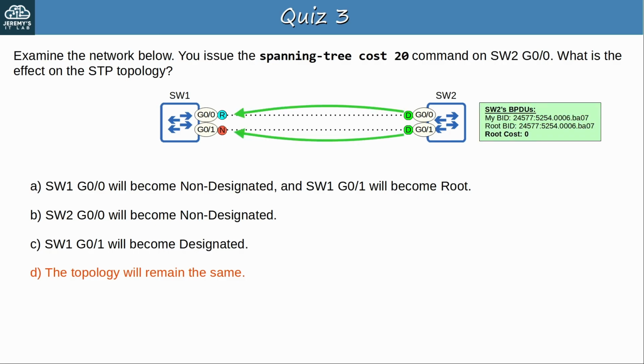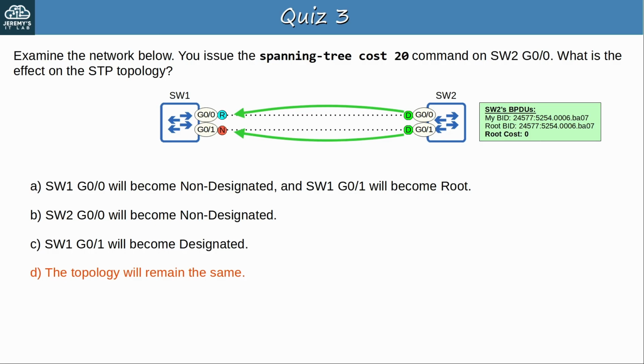When the root bridge sends a BPDU, or a non-root switch forwards a BPDU out of a designated port, it doesn't add the cost of the designated port to its BPDUs. So even if we increase the cost of switch 2 G00 to 20, it still sends BPDUs with root cost 0. So switch 1's decision when selecting its root port is unaffected.